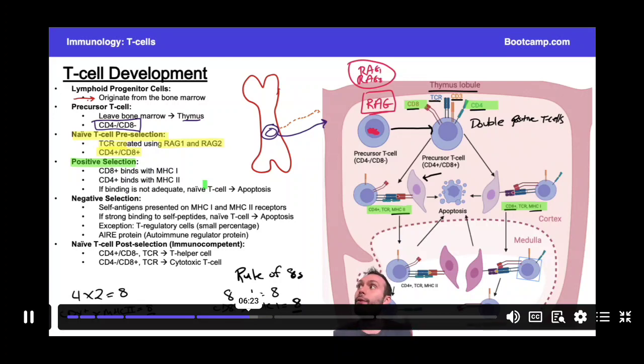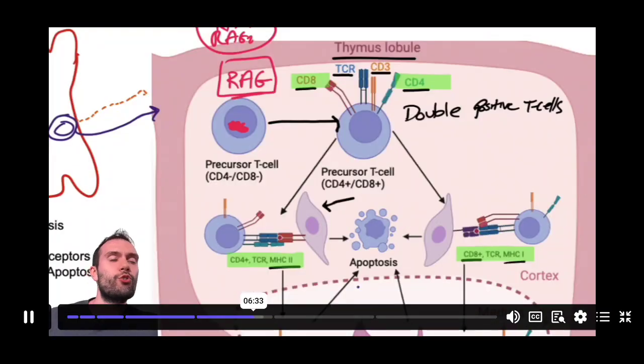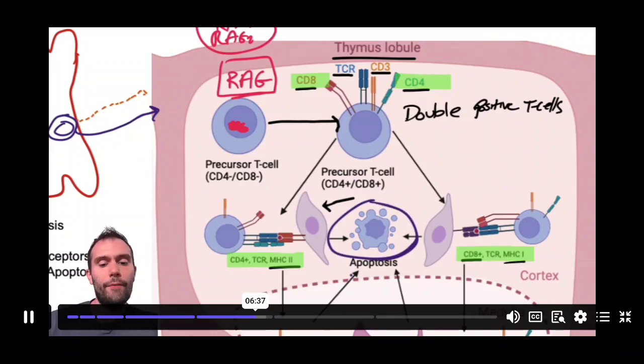Now, if that antigen binds too tightly or it doesn't bind strong enough, what will happen is these T cells will eventually get an apoptosis signal. So if the binding is too strong or too weak, that T cell will eventually undergo apoptosis. You have to have just the right amount of binding to get to the next step, which would be negative selection. Okay, so in positive selection, you're looking for adequate binding. And again, the CD8 positive co-receptor will bind with MHC1, the CD4 positive co-receptor will bind with MHC2.